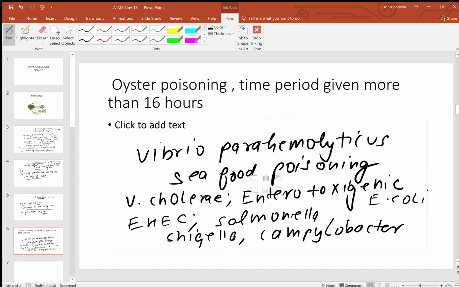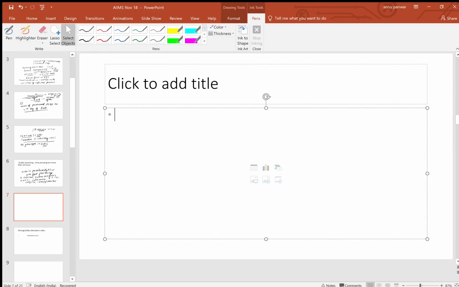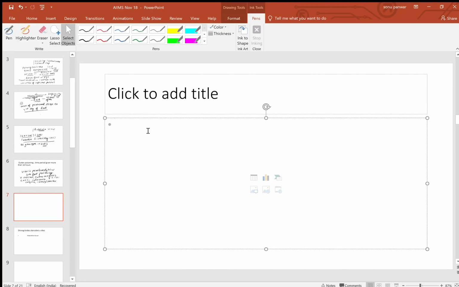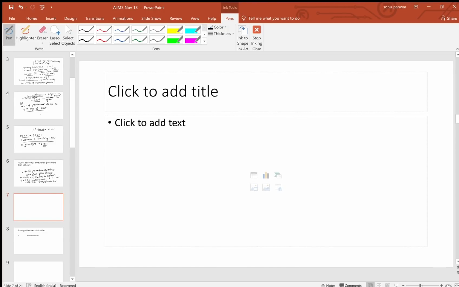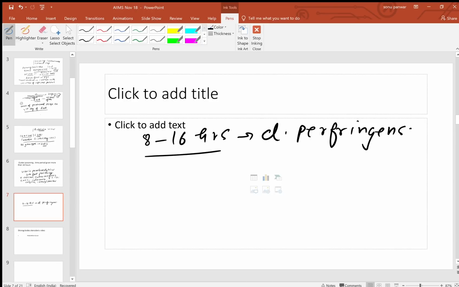That you need to remember. And 8 to 16 hours, if somebody asks you, in this 8 to 16 hours time period, then remember Clostridium perfringens. And what is the other name of this perfringens? That is Clostridium welchii. Fine.